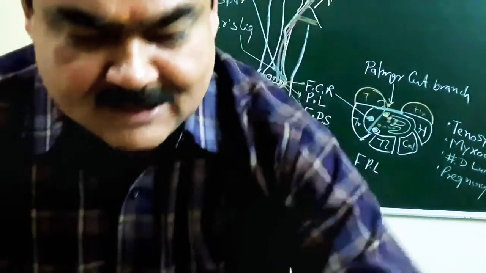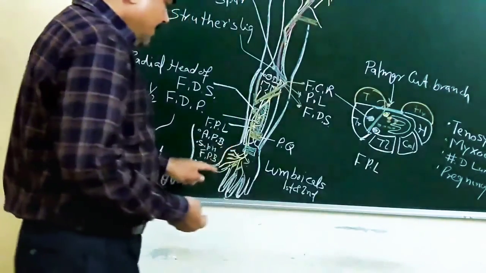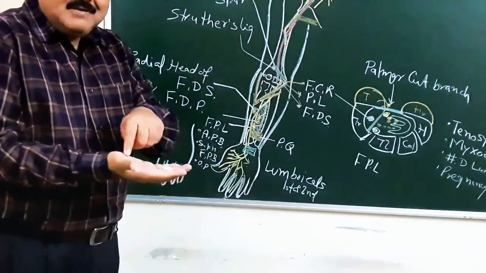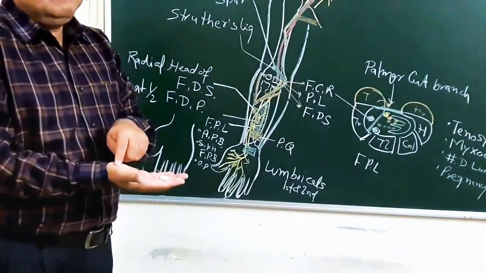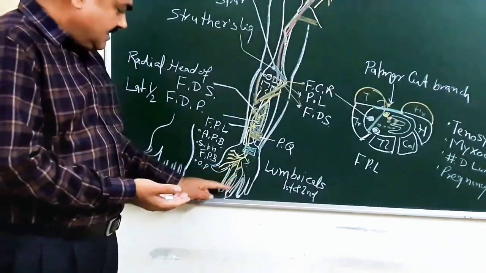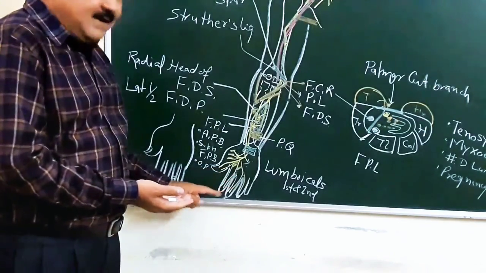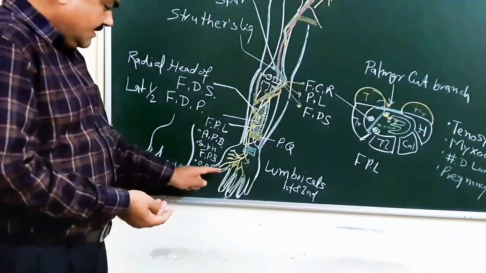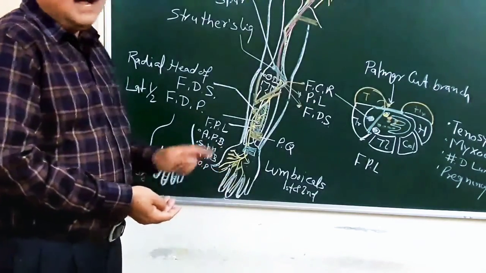And other thenar muscles become wasted. So there is wasting of the thenar muscles. And there is loss of sensation over the lateral 3.5 digits, which are supplied by this palmar digital branch.